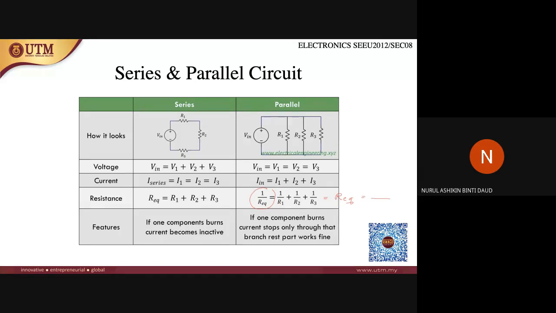So in series, if one component burns, the current becomes inactive. If this component burns, the circuit becomes an open circuit. But for parallel, if one component burns, for example R2 burns, R1 and R3 can still work. So that is the advantage of parallel circuit.